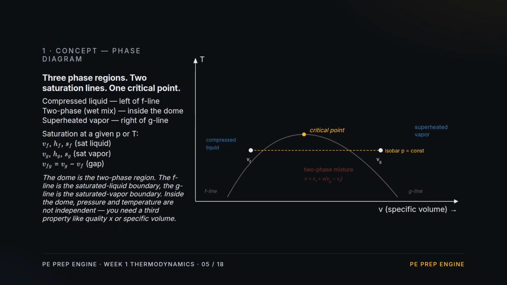The T-v phase diagram. Temperature vertical, specific volume horizontal. 3 regions. Compressed liquid left, superheated vapor right, two-phase mixture inside the dome. The dome is bounded by the f line, saturated liquid, and the g line, saturated vapor. The top is the critical point. Inside the dome, pressure and temperature are locked together, so to pin a state, you need a second property, like quality or specific volume. Outside, pressure and temperature are independent, and together pin the state.